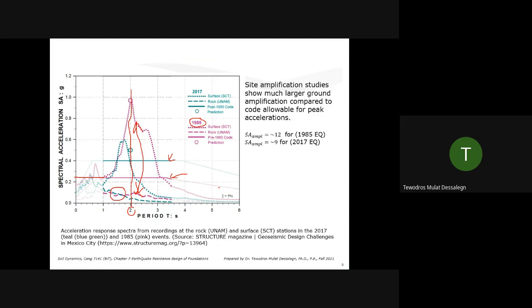So what happened? What happened, Michelle? Resonance happened. The soil resonated. And what was expected around this, around 0.04 or 0.1-ish G, at around 2 seconds. What they got is around 0.9. So in 1985, there was about 12 times amplification by the soil.